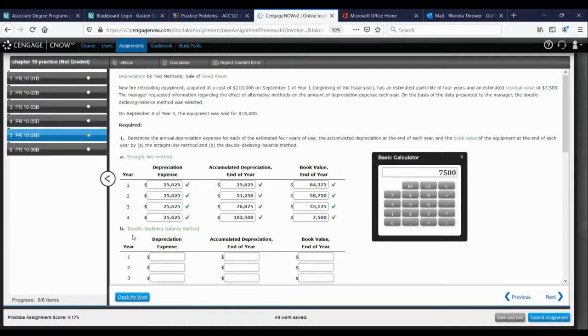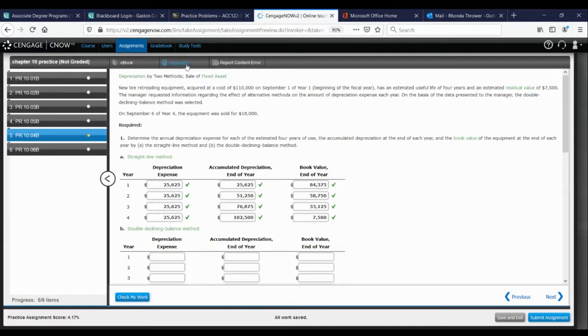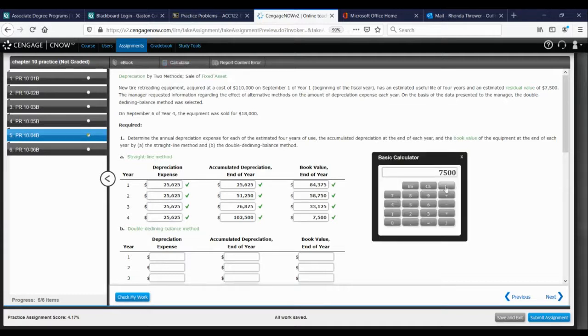The next part wants you to calculate the depreciation expense using the double declining balance method. To do that, what you have to remember is that the book value in the first year is equal to the cost of the asset. The cost of the asset is $110,000. Now, a lot of times students find the double declining balance method to be a little bit more difficult.